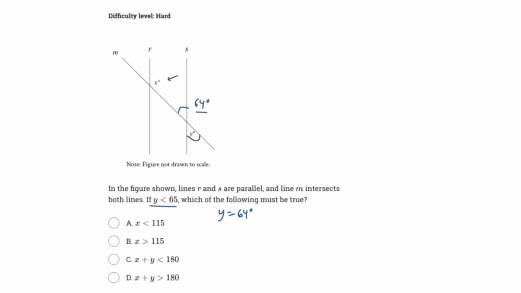We can see here that this 64 degree angle and angle X are consecutive interior angles. And so what happens is that they are supplementary, so they have to add up to 180 degrees. So you get 180 minus 64, which gives us 116 degrees. An interesting note here is that 116 is greater than 115, so that does not add up with A, and therefore A is wrong.